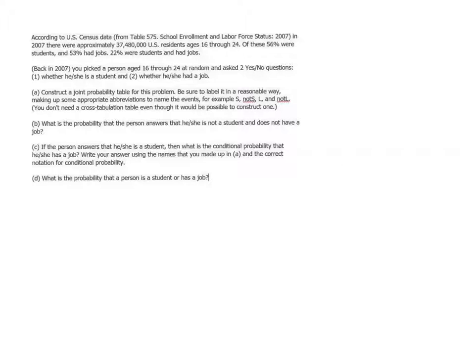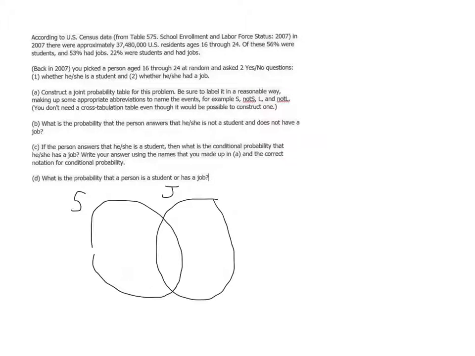So the first thing we wanted to do is construct a joint probability table for this problem, label it in a reasonable way, and so on. So when I started to approach this problem on my own, I decided, I need to organize this in a Venn diagram. Venn diagrams always help me get this kind of problem organized. Now, when you make a Venn diagram, you always start with the intersection, with the shared probability. And in this case, there were 22% of the people who were both students and had jobs. So that intersection here is 0.22.